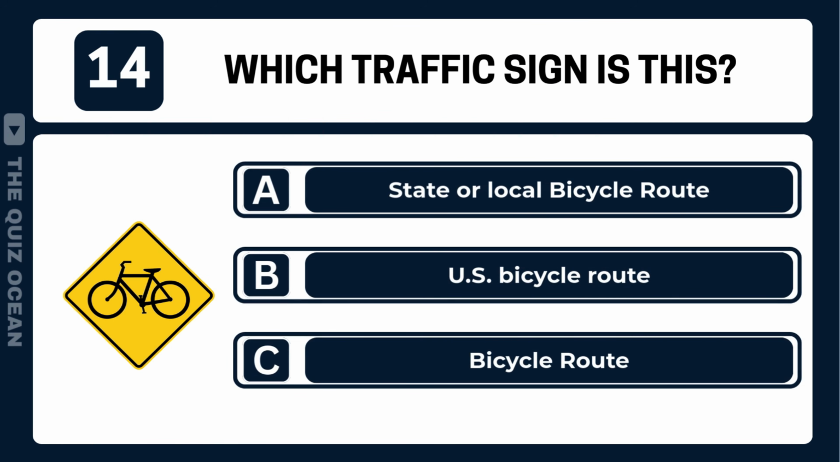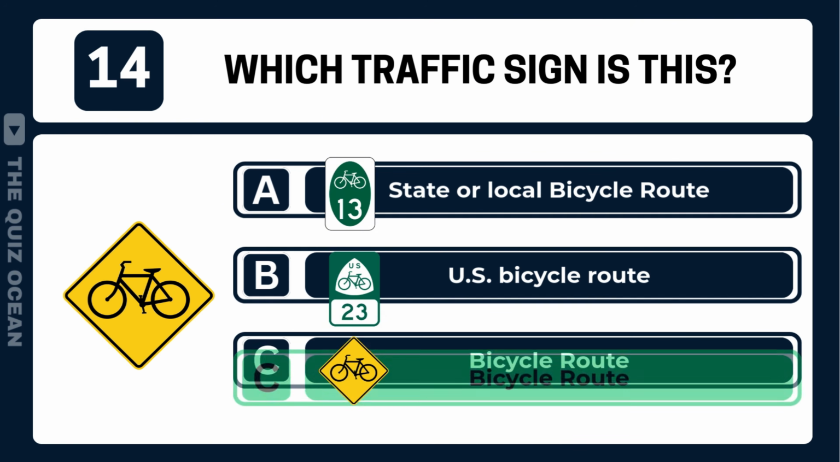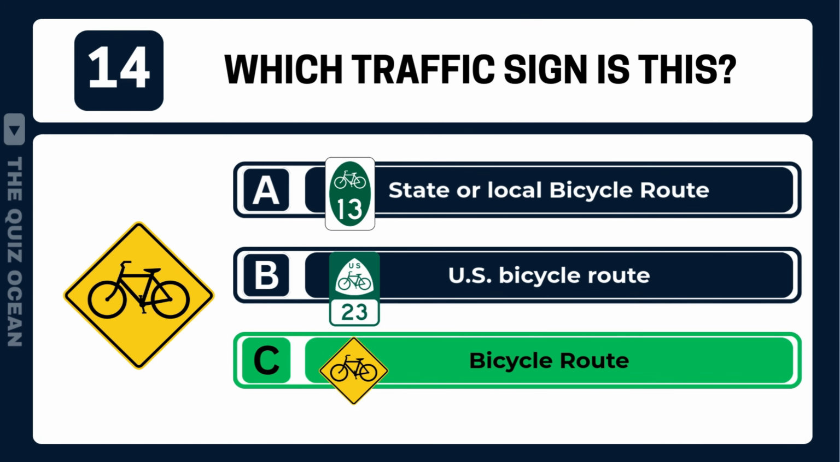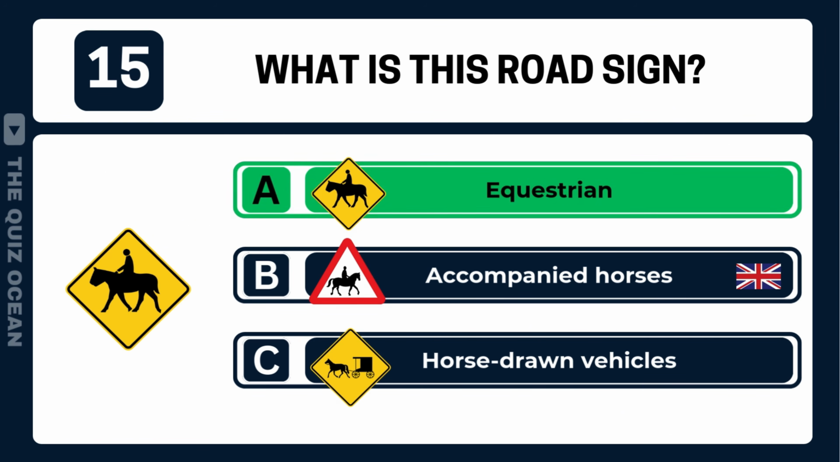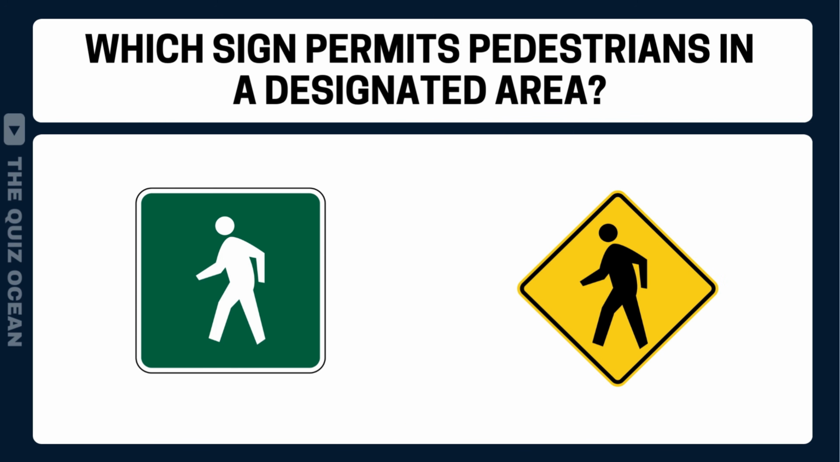Question 14. Which traffic sign is this? The answer is C. Bicycle route. Question 15. What is this road sign? The answer is A. Equestrian. Which road sign permits pedestrians in a designated area?